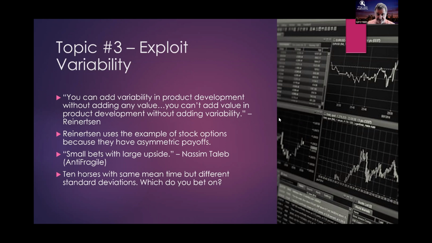I can add all kinds of variability into my processes and my procedures and the things that I do, but I might not add any value by doing so. We usually call that chaos. Agile is not about chaos, by the way.